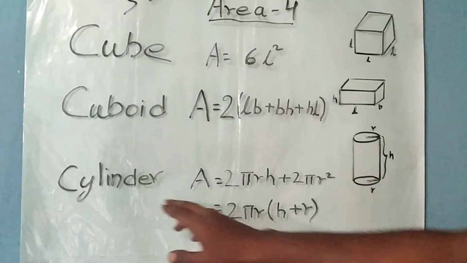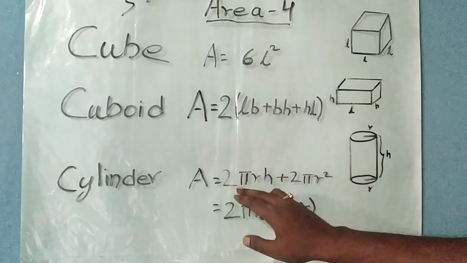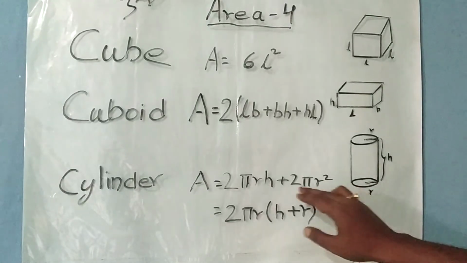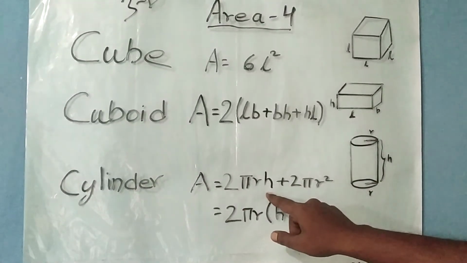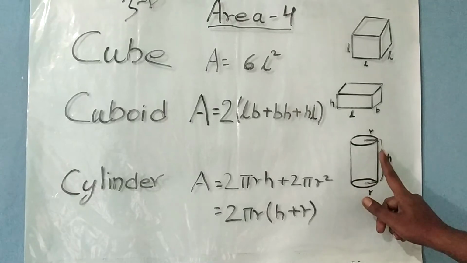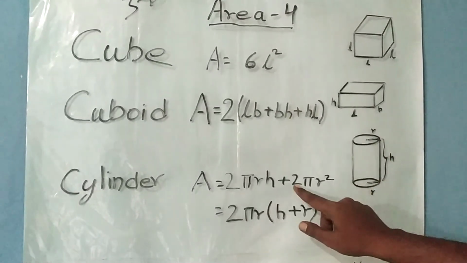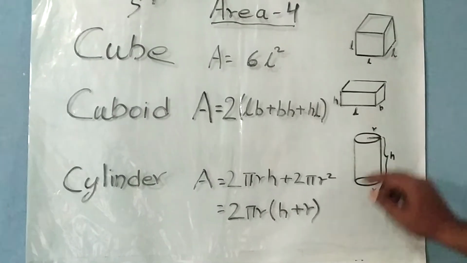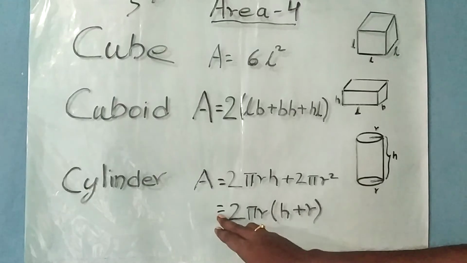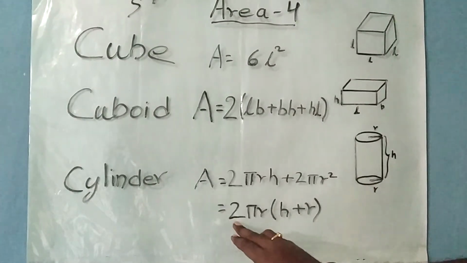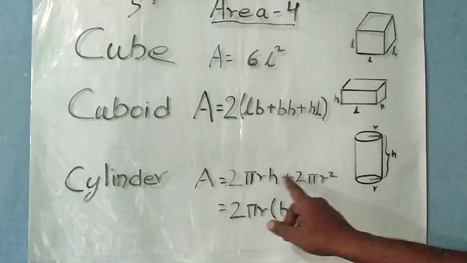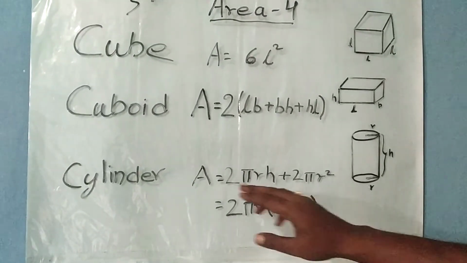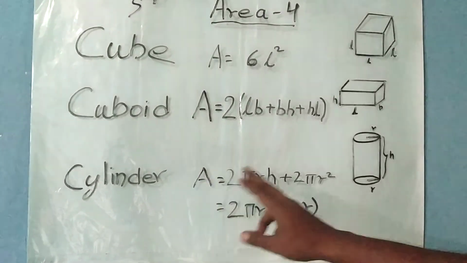In the cylinder, the total surface area will be 2 pi r h plus 2 pi r square. 2 pi r h is the curved surface area of the cylinder, and 2 pi r square is the area of these circular shapes. 2 circular shapes are there, that's why 2 will be there. So this 2 pi r is common in both the cases, that's why we have taken out 2 pi r, with h plus r in the bracket. This will be the total surface area of the cylinder.